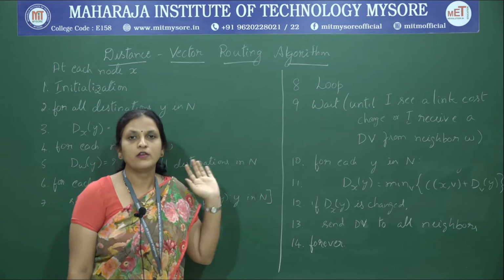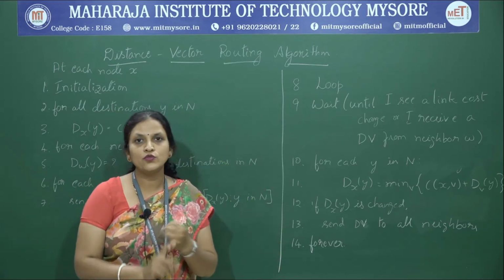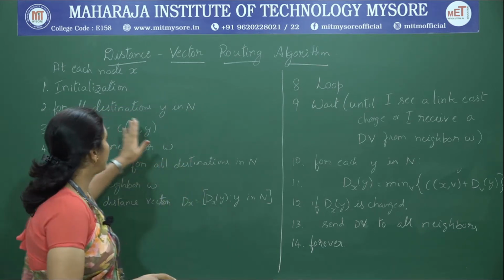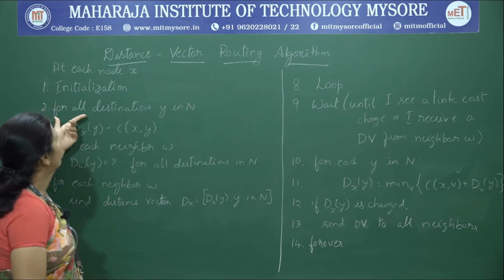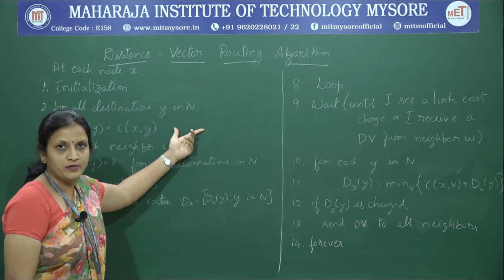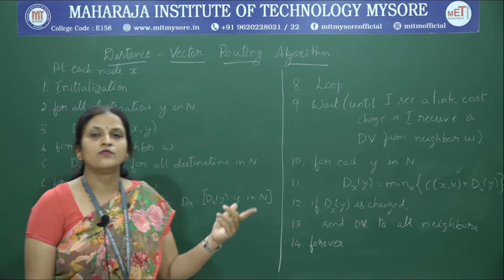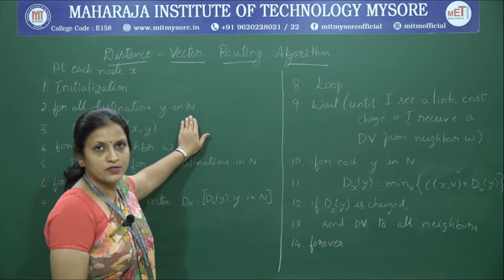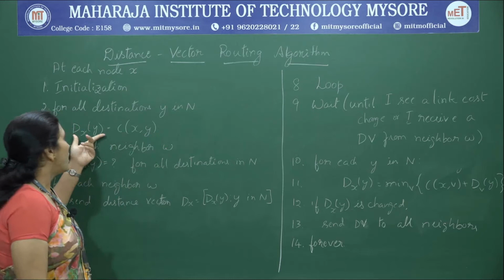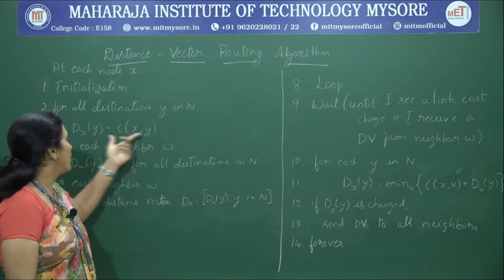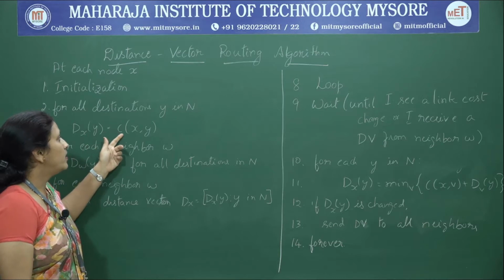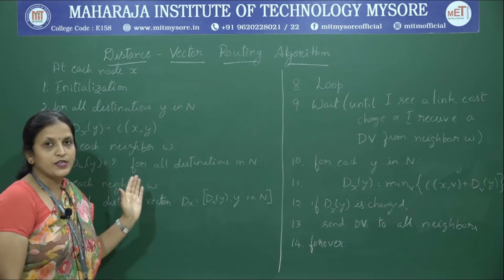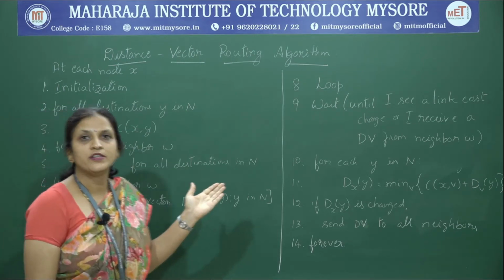Similar to our link state algorithm, this algorithm also has two phases. One is initialization and then looping. In the initialization phase, it checks for all destinations y in N, meaning all the nodes or routers in the graph. N represents the set of nodes or routers in the graph. For all those nodes, assign a value of its edge: distance from x to y is c of x y, the cost associated with that particular edge, if they are directly attached neighbors.